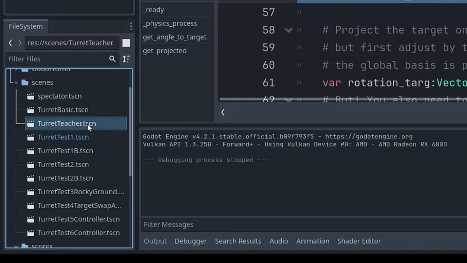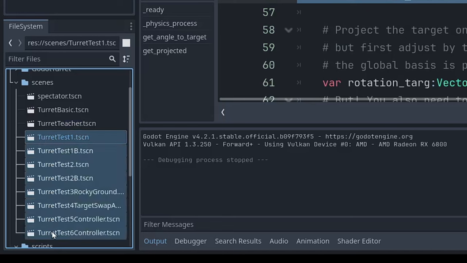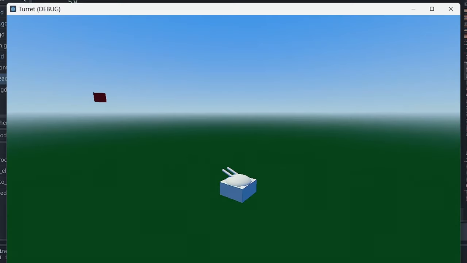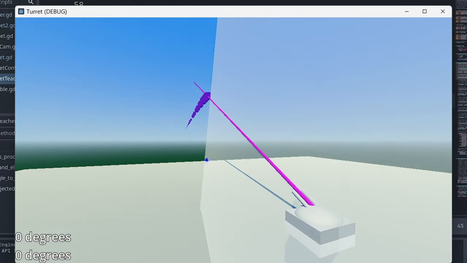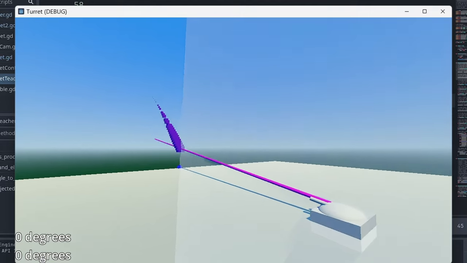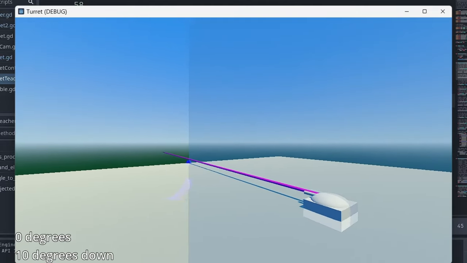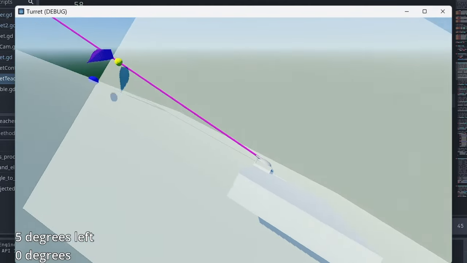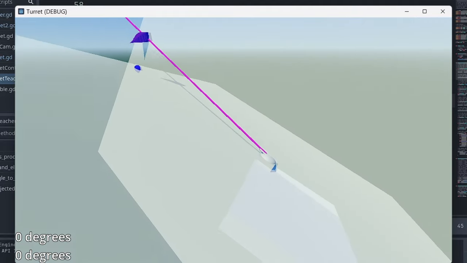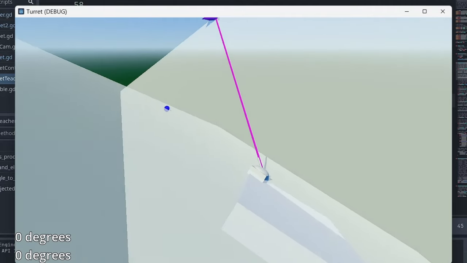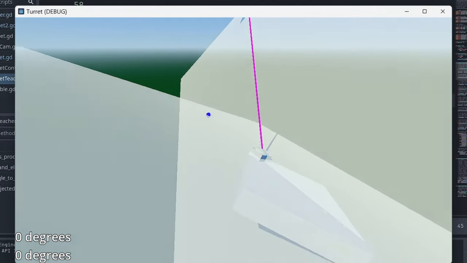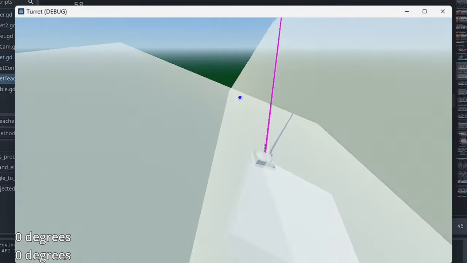Turret Teacher has those planes and projection indicators. Every other scene begins with Turret Test, and they are just different test scenarios that I ran. Either very basic ones to get a proof of concept, or the Turret Teacher ones where I wanted to show off some aspect of the turret. There's also Rocky Ground, which was sort of my stress test of my turret. We have the turret on a platform that rotates along two different axes and moves back and forth along the z-axis. And the turret is still going to do a good job tracking its moving target.